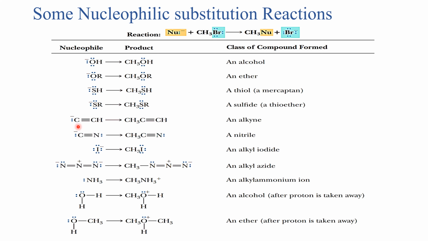This is the alkyne cation and anion, and this is the nitrile anion, a nucleophile. And then again they become neutral species in the product. Now, this is the iodide, another nice nucleophile. So then there is methyl iodide as a product.